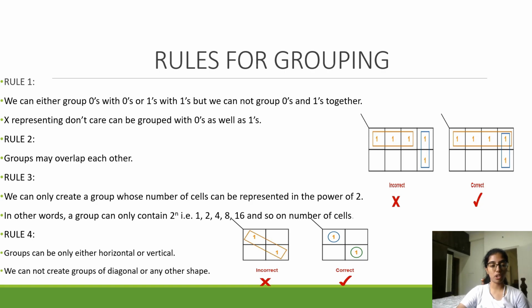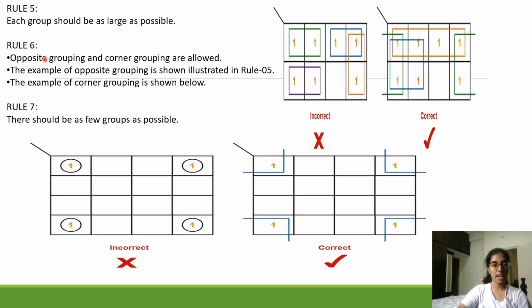Now rule number 4, groups can only be either horizontal or vertical, and we cannot create groups of diagonal or any other shape. So diagonal is not allowed, only horizontal and vertical. Now rule number 5, each group should be as large as possible. That means that the grouping can be done in octa form, in quad form, then comes dual, then comes individual.